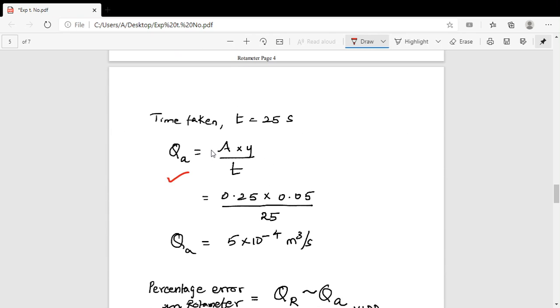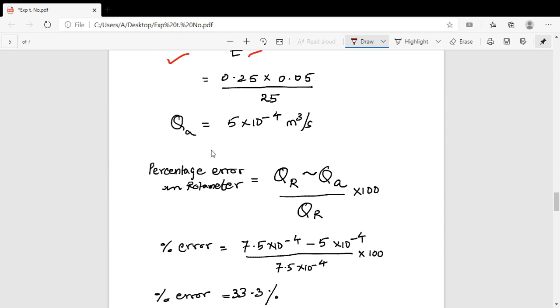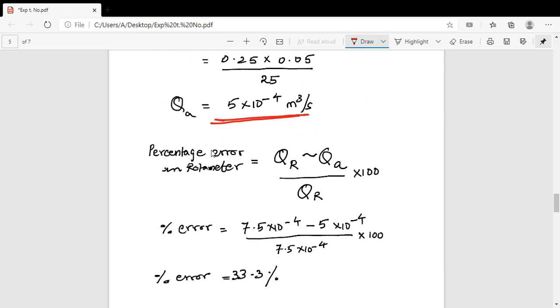Here I have calculated the actual discharge. Actual discharge is equal to A y by T. When you substitute this, we will be getting 5 into 10 power minus 4 meter cube per second. In the discharge formula, this area A is in meter square, and height y is in meter, and time is in second. Therefore I will be getting the value in meter cube per second.